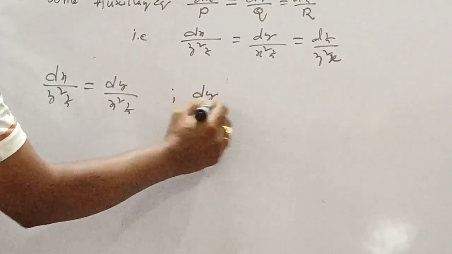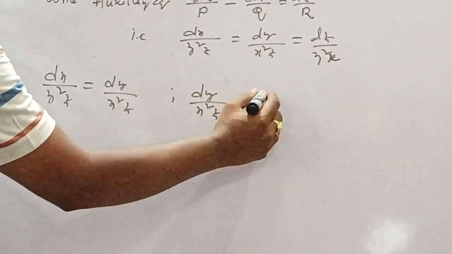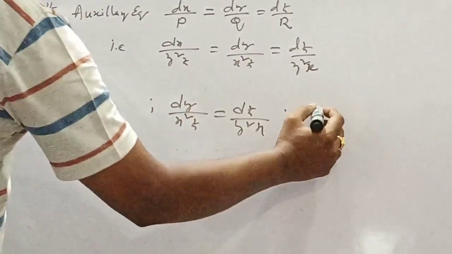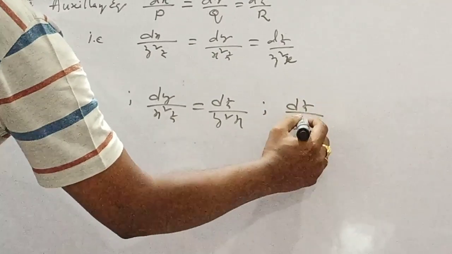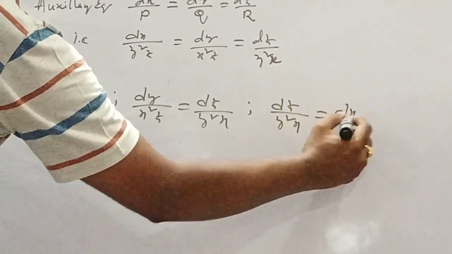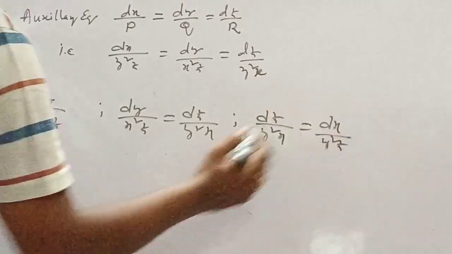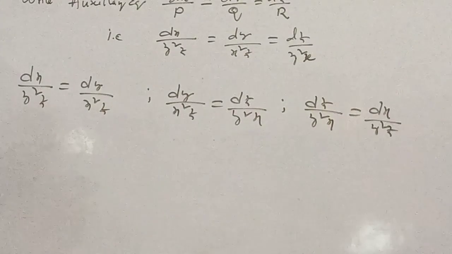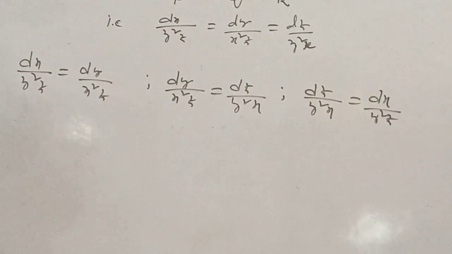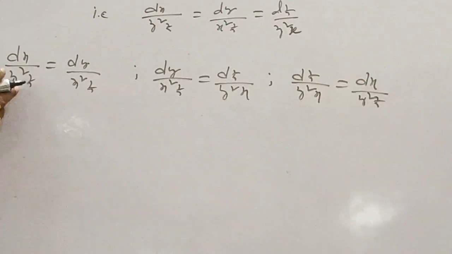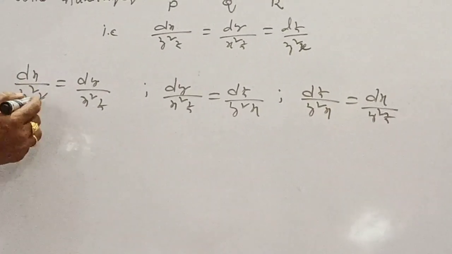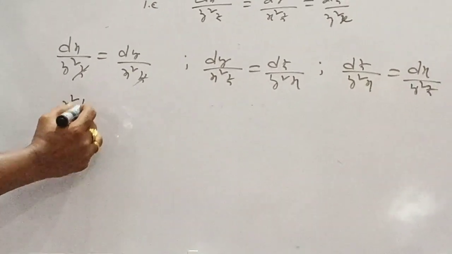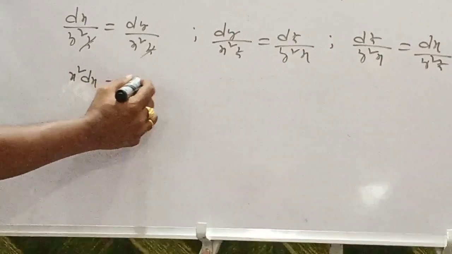Next, dy by x square z equal to dz by y square x. Next, dz by y square x equal to dx by y square z. So we have three equations. Observe those three equations: which equation is solvable, and which is not? Here, both sides have z, so z gets cancelled. Using variable separable, this is x square dx equal to y square dy.